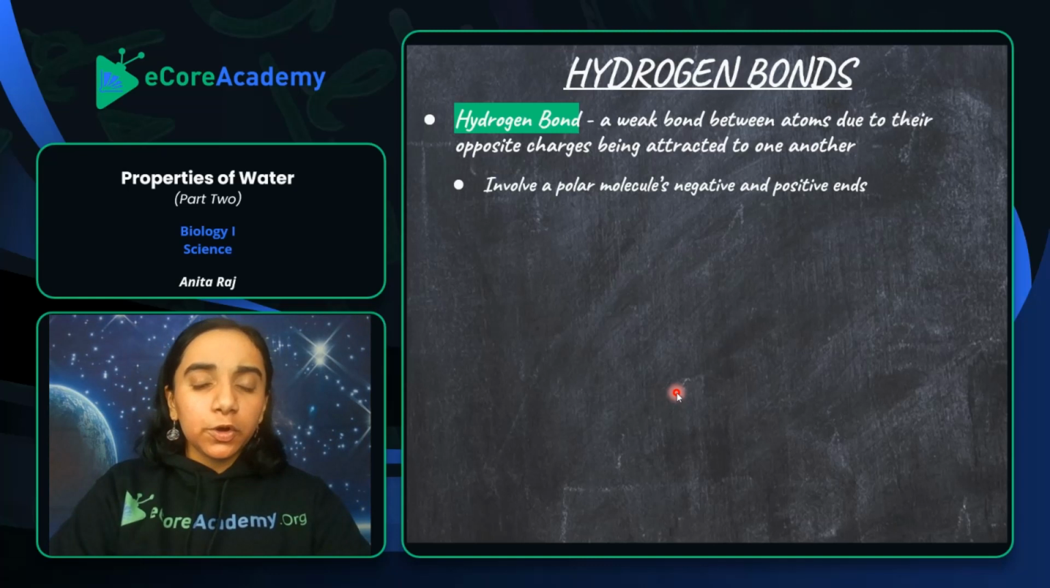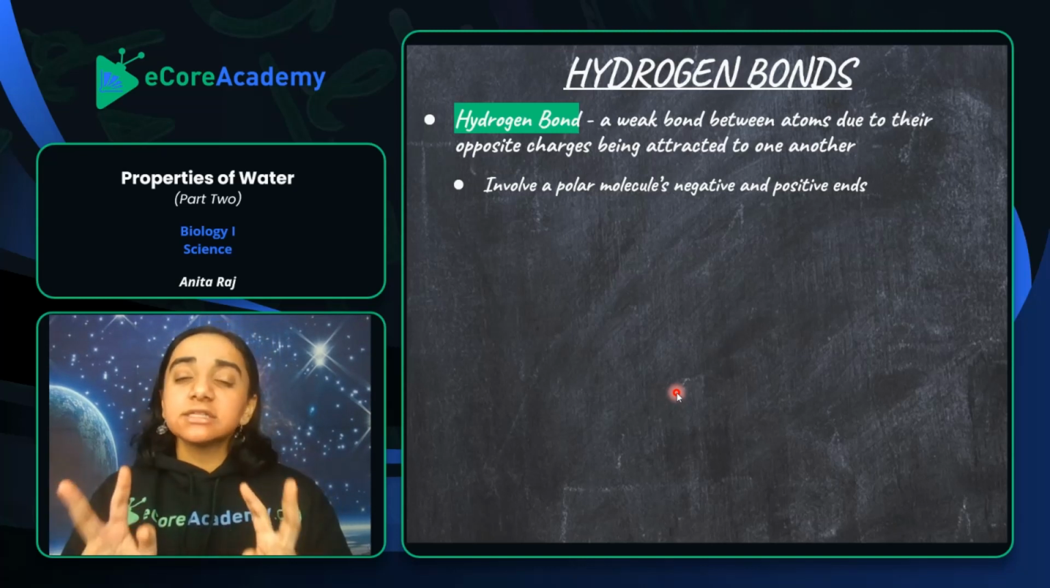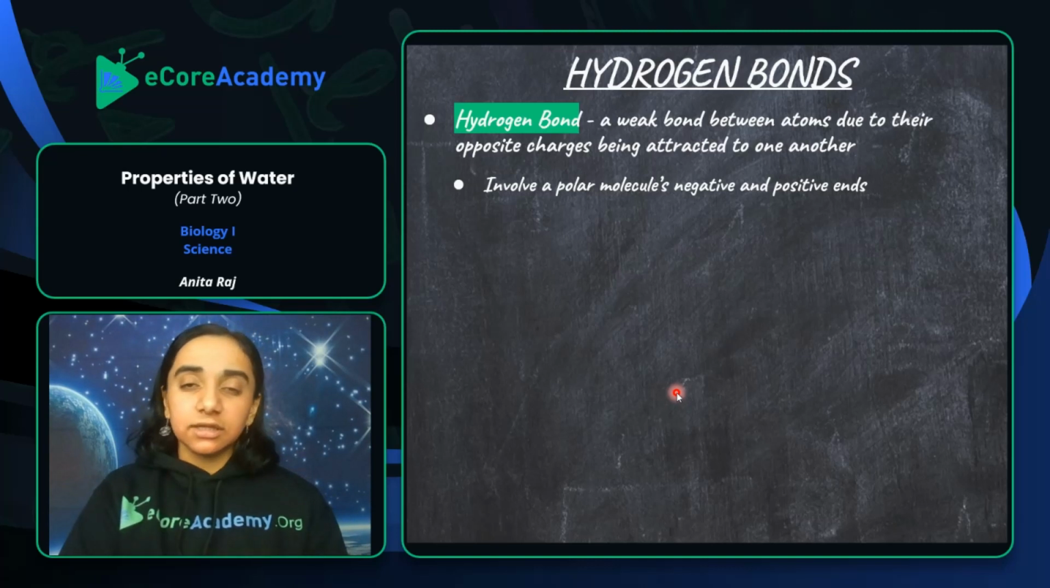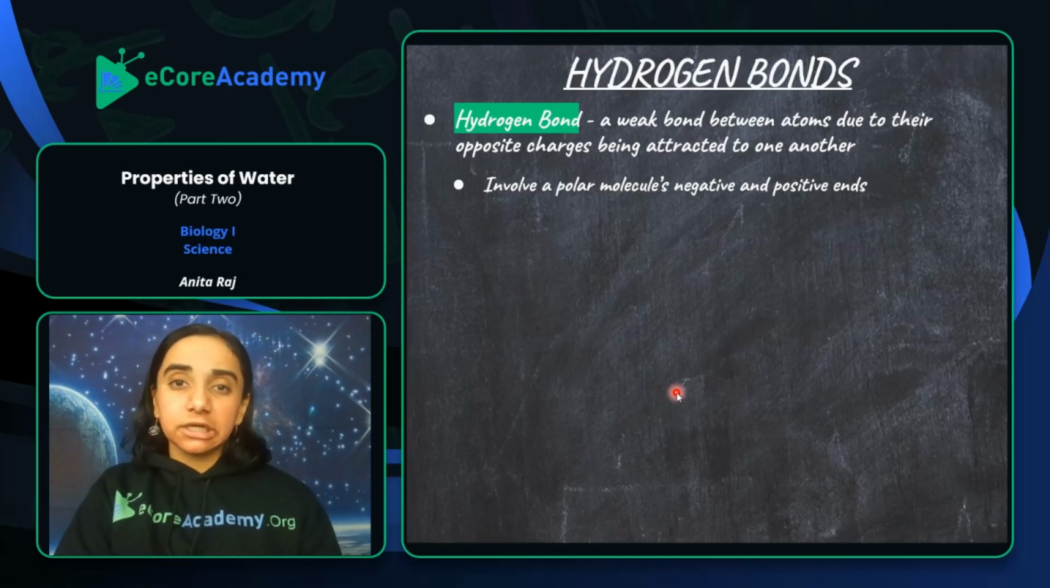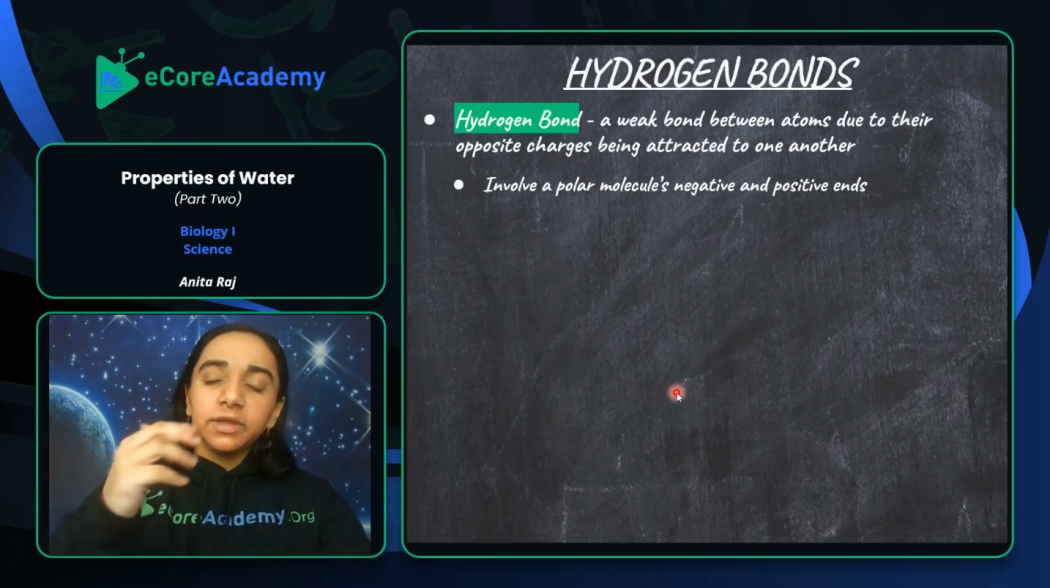Remember that there are polar covalent bonds between the oxygen and the hydrogens within one water molecule. This is because although the oxygen and the hydrogens are sharing electrons, the oxygen is keeping two lone pairs, so two sets of electrons to itself. It's not letting the hydrogens even touch those electrons. So that's why, while they are sharing electrons, oxygen is keeping four more electrons to itself.